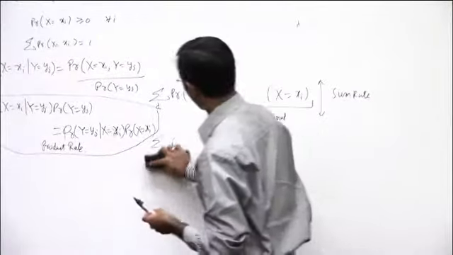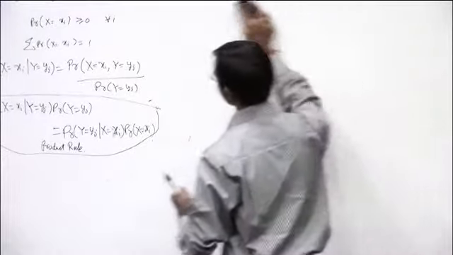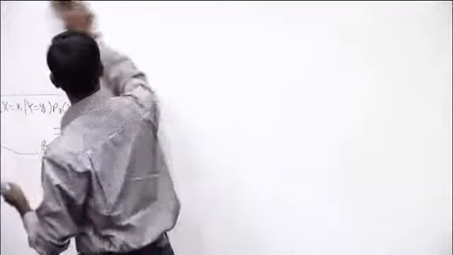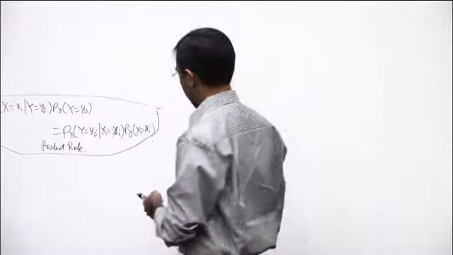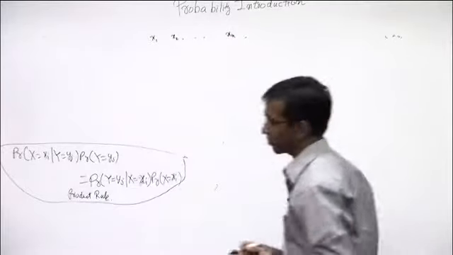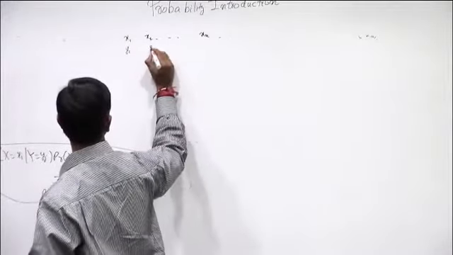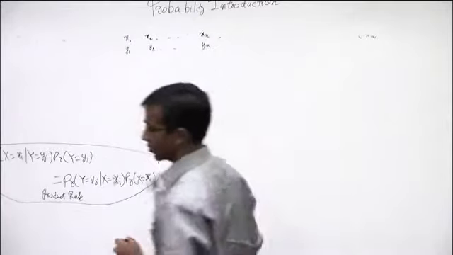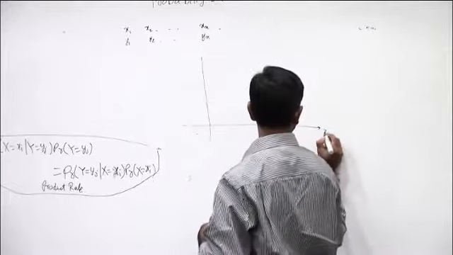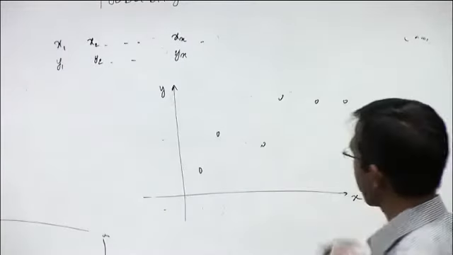Let's say you are in a system where you observe some points x1, x2 till xn, and also observe some other variable or predicted variable corresponding to those points, y1, y2 till yn. These are just real number variables. Let's say this is your x-axis, this is your y-axis. So you observe some points like this.